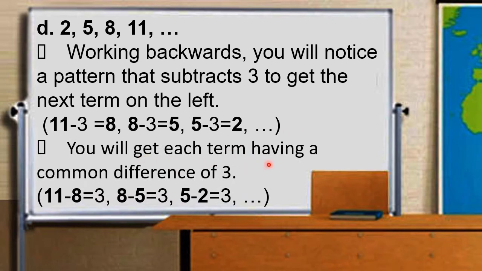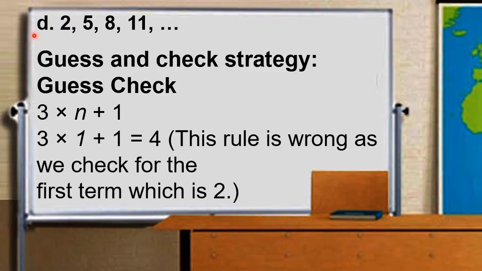So, you will get each term having a common difference of 3. We have 11 minus 8 equals 3. Ito yun. Next, 8 minus 5 equals 3. And then 5 minus 2 equals 3. Kanina, ang ginamit nating strategy sa ating given sequence ay working backwards. So, ngayon naman gagamit tayo ng guess and check strategy para malaman natin kung anong nth term rule ang gagamitin natin sa ating given sequence.